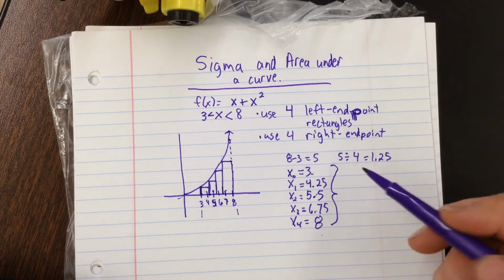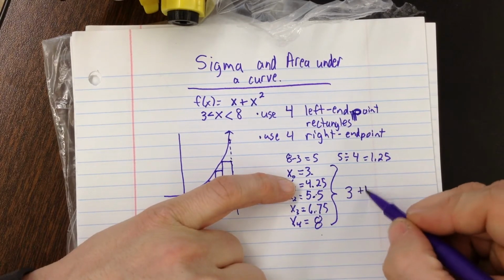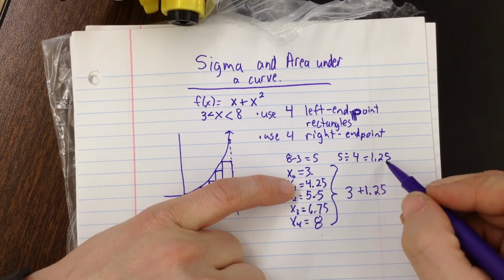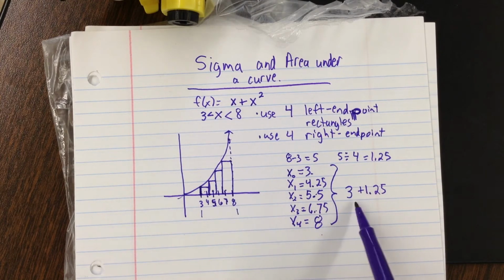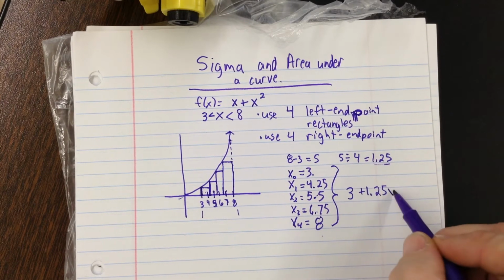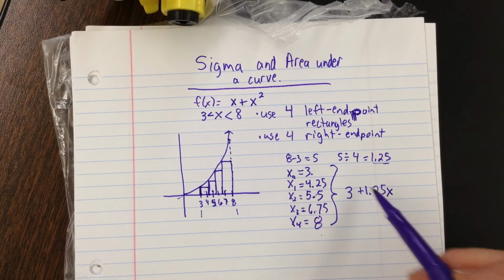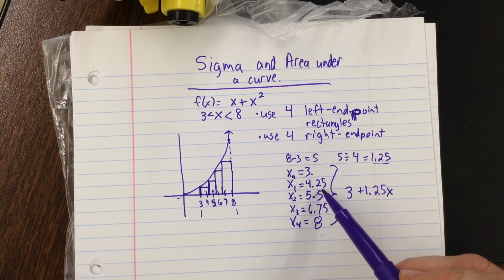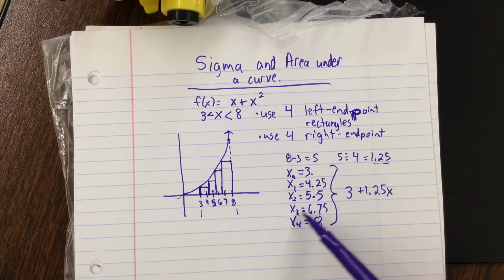The very first value we start with is the number 3, and then we continuously add 1.25, our width. So this first number in the interval will always be right here, and the width of each rectangle will always be this, and we're going to say x because we're going to do it multiple times. If we put in a 0, we get 3. Put in a 1 for x, we get 4.25. Put in a 2, you'll get this. Put in a 3, you'll get this.